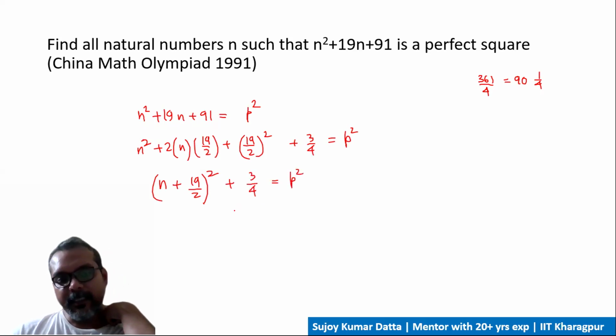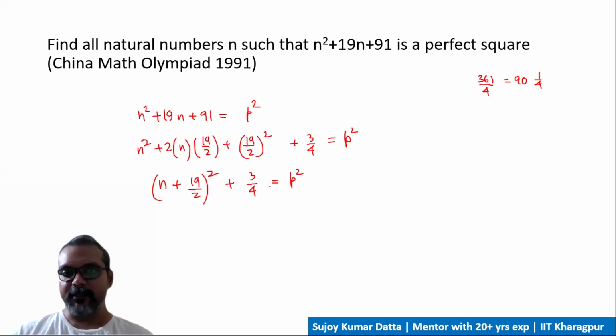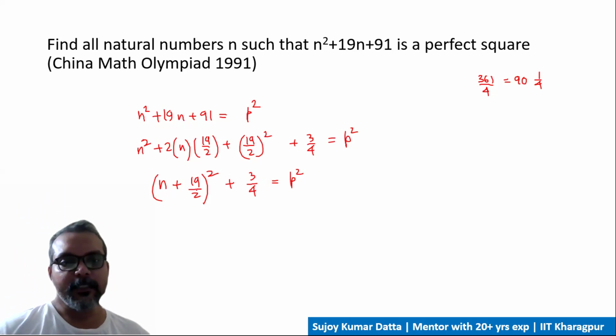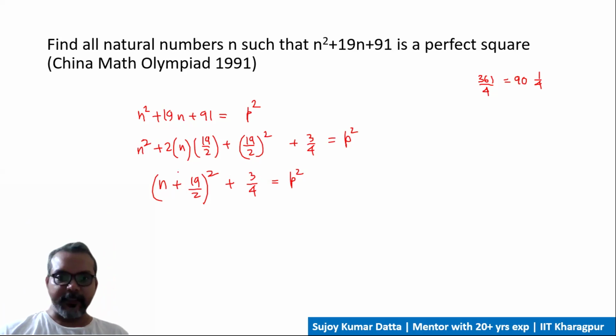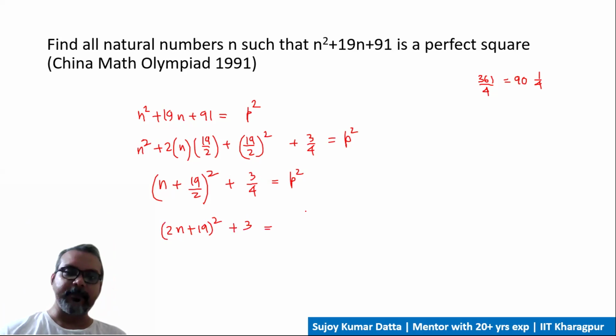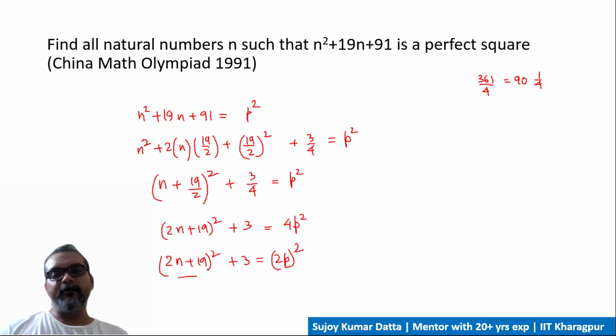Now, obviously, we are saying that n is an integer, and p is also an integer, since it's a perfect square. But 19 by 2 is coming out as a fraction, so let's simplify that part a little bit. We write 2n plus 19 whole squared divided by 4 plus 3 divided by 4 is p squared. Now multiply by 4 on that side. So 2n plus 19 whole squared plus 3 is 2p whole squared. So what we have now is a square number plus 3 gives you a square number. Two squares with a gap of 3, the only possibility is 1 plus 3 is 4.